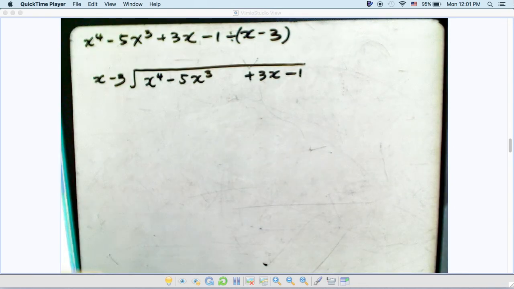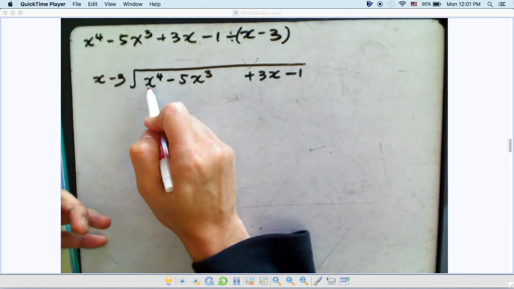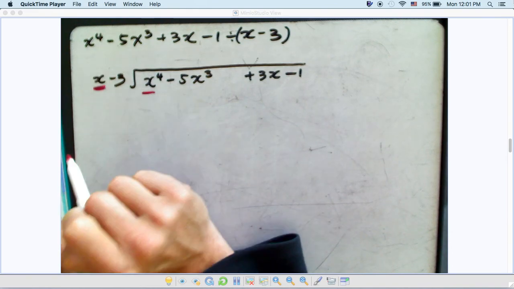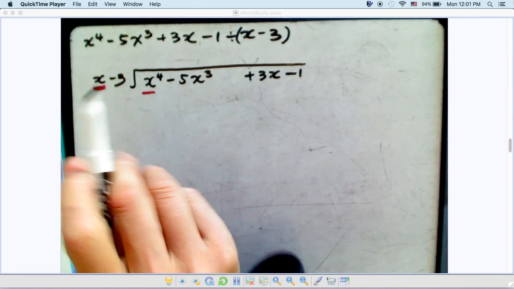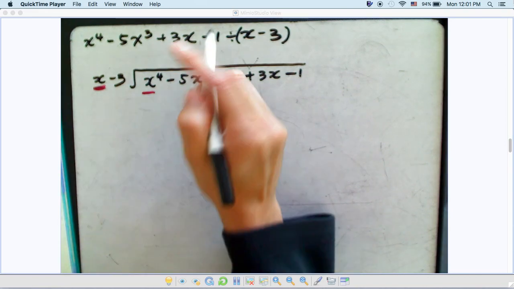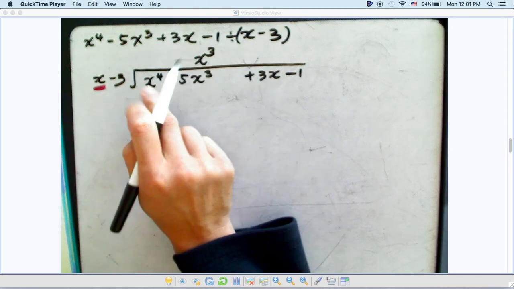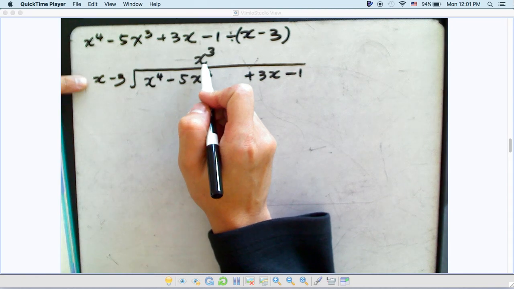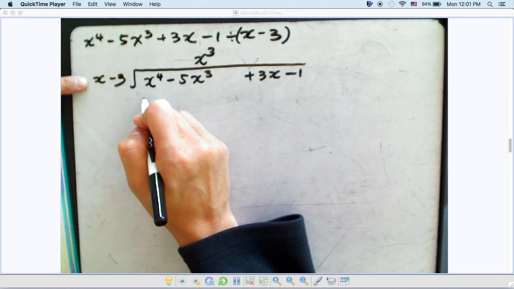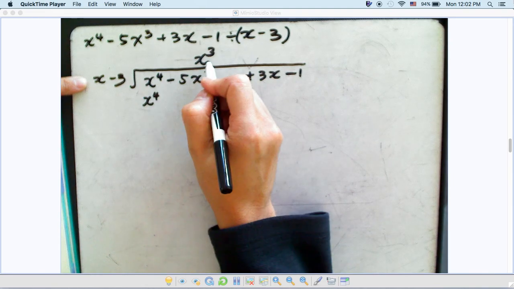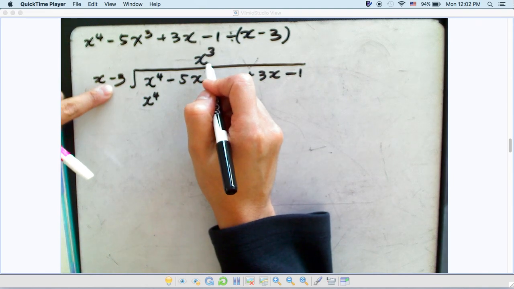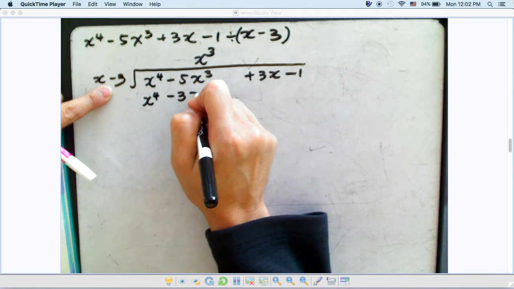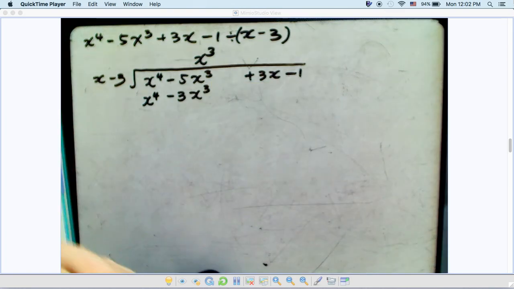Now you look at this times what gives you x to the fourth. X times what is x to the fourth? That goes here, which is x to the third power. Now you look at x to the third, you're going to distribute x to the third times x, which gives us x to the fourth, times minus 3 times x to the third, which gives us minus 3x to the third. Now we're going to subtract.